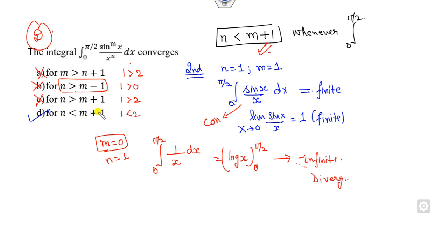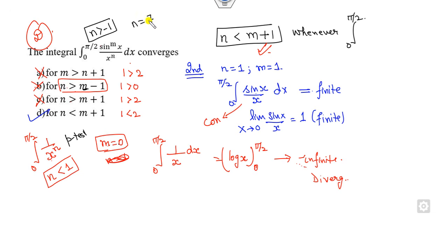Or you may take any of the other examples as well, like instead of this, say m is 0, so 0 to pi by 2, 1 over x raised to power n. Since 0 is the only point of discontinuity, this is convergent only when n is less than 1, by using the p test. But if you take m as 0 here, it will give you n is greater than minus 1. It means n can be 7, n can be 9, but it is not satisfied here. So therefore this is the only case when it's satisfied, all the cases.